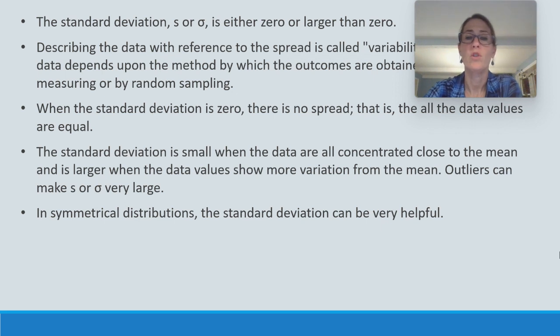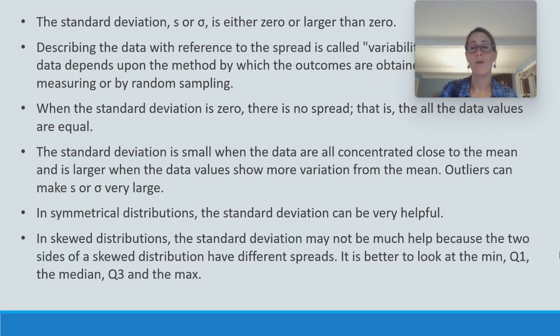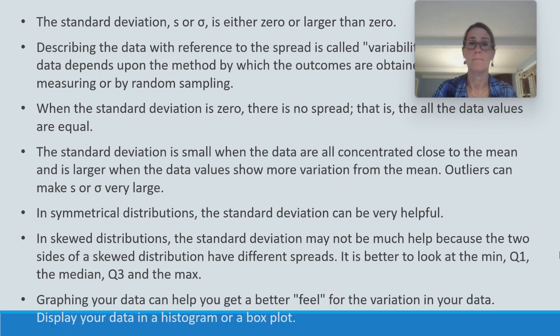In symmetrical distributions, the standard deviation can be very helpful, but in skewed distributions, the standard deviation might not be as much help because two sides of a skewed distribution have different spreads. So with skewed distributions, you might want to look at the 5-number summary, the min, Q1, median, Q3, and max. Graphing your data can help you get a better feel for the variation in the data. You can show your data in a histogram or a box plot, and that will show if it is symmetric, where the standard deviation would be helpful, or not, if it was skewed.